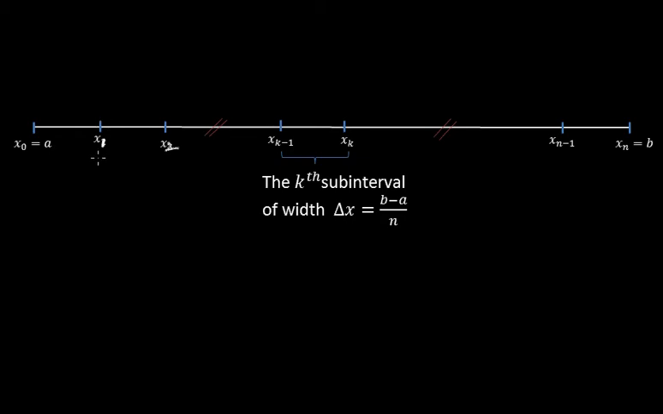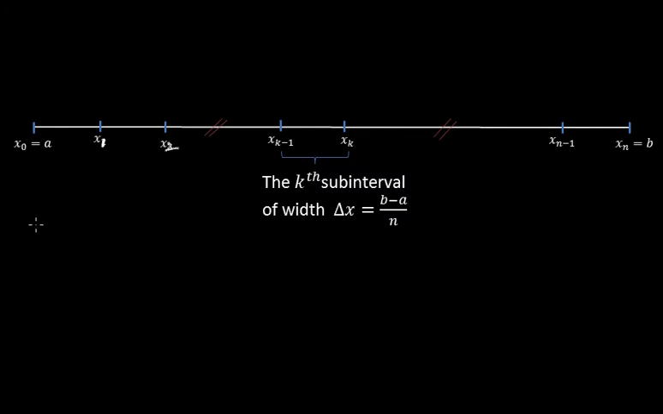Notice that x1 is the right endpoint of the first subinterval. x2 is the right endpoint of the second subinterval, and likewise x sub k is the right endpoint of the kth subinterval. And then, of course, the last one, before b, is x sub n minus 1, and then x sub n is b. So that's the partition.